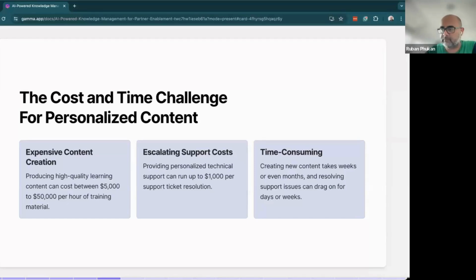And we have worked across companies from mid-sized to large organizations, and we have seen that on average, the support cost can run as high as $1,000 per support ticket raised and resolved. This is a very high cost, and it continues to grow as you have more partners. The downside effect is that if the support team is not able to scale because of the high cost, it also becomes a time-consuming affair to resolve the issues. It can drag on for days and weeks, which becomes a big problem.